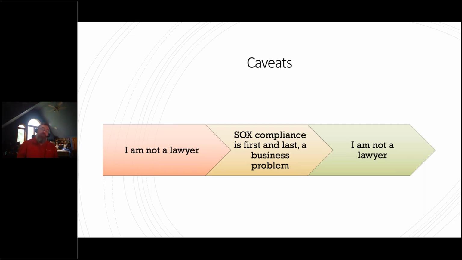And in case I didn't mention it, I am not a lawyer, so please don't construe any of this as legal advice. With those caveats in place, let's start talking.